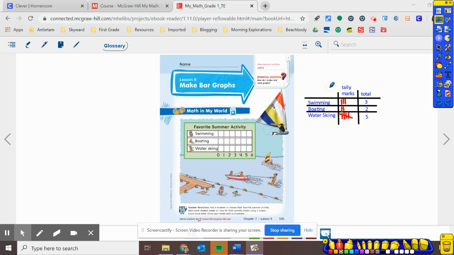So let's look over here at our data. How many people chose swimming? 3. So I'm going to color in 3 boxes for swimming. 1, 2, 3. Notice too, at the end of my color, if I go straight down along that line, I see the number 3. So go ahead and color in with your pencil those 3 boxes. It should look like one big colored in rectangle when you're finished.